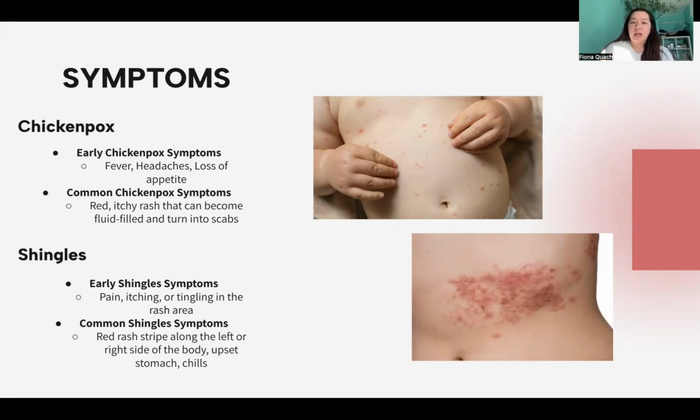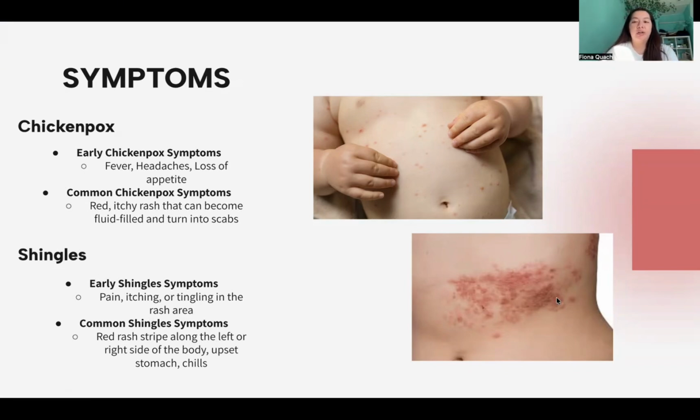Early chickenpox signs and symptoms could include things like having a fever, having a headache, maybe having a loss of appetite. Those are all symptoms that we cannot normally see. Those are more internal, versus the common chickenpox symptoms, which would be, of course, that observable rash that we see on our body, the red dots, like this infant has here. They have little red dot rashes all over their body. These rashes can become fluid-filled and turn into scabs later on as it goes through the healing process.